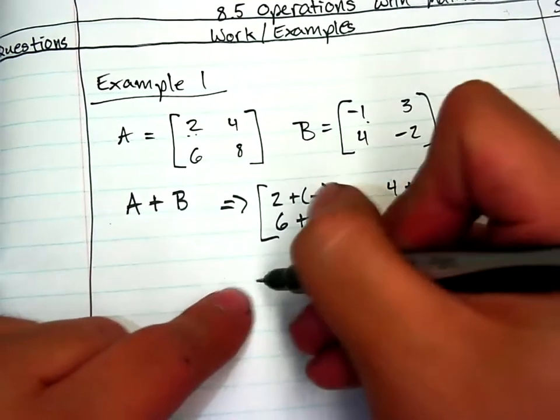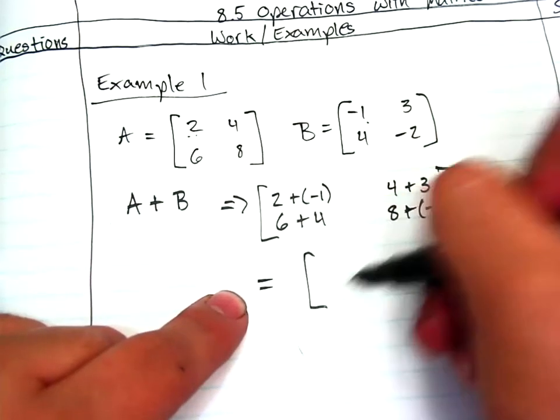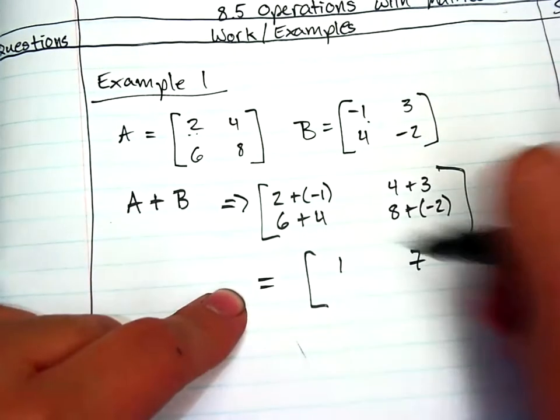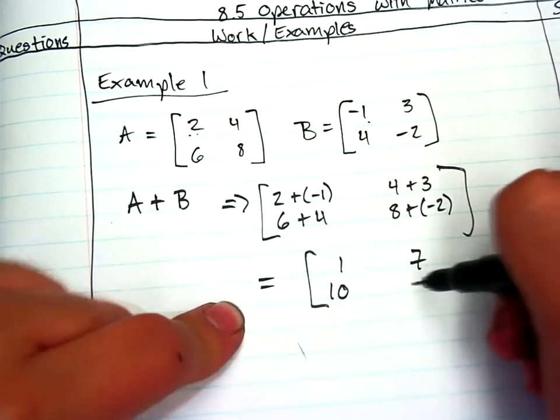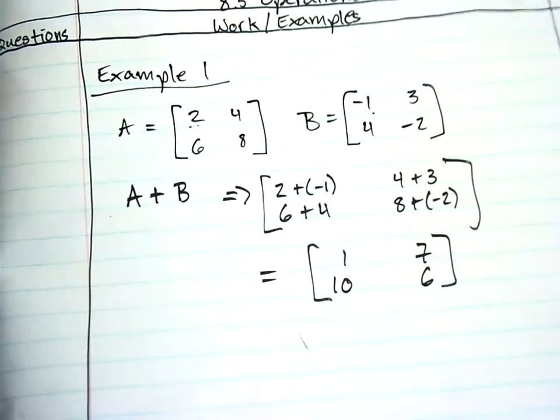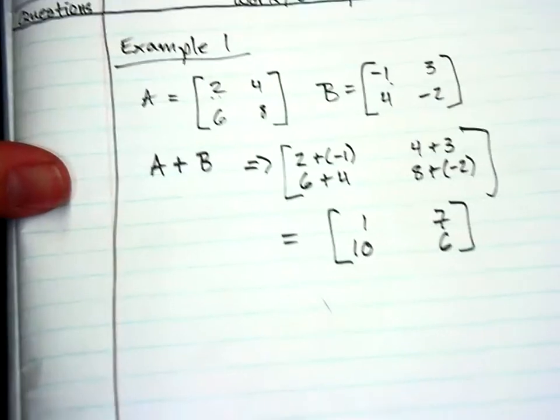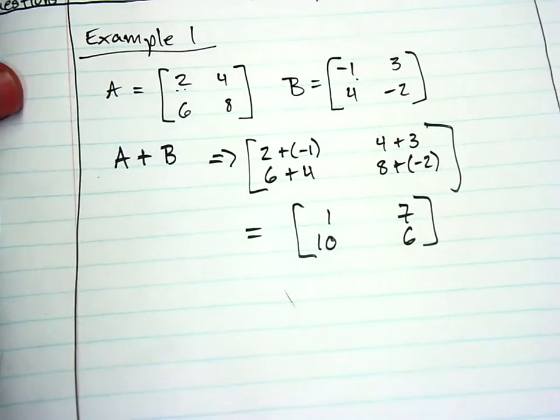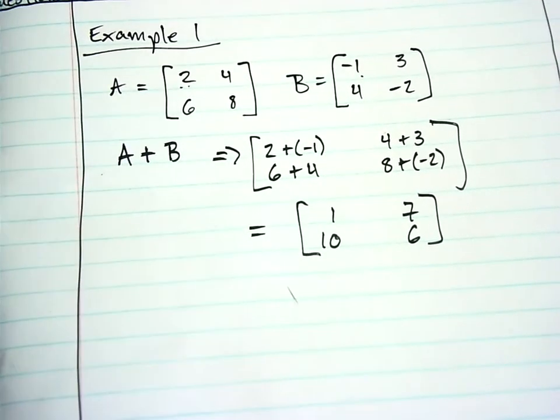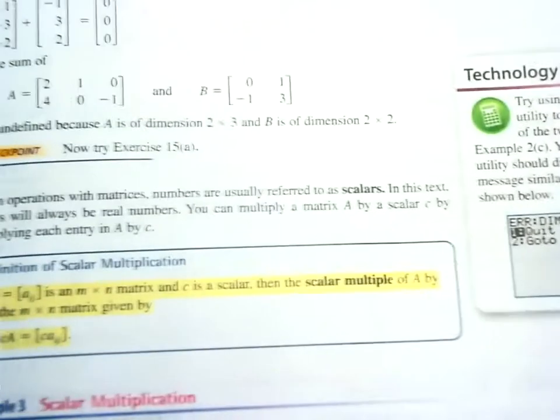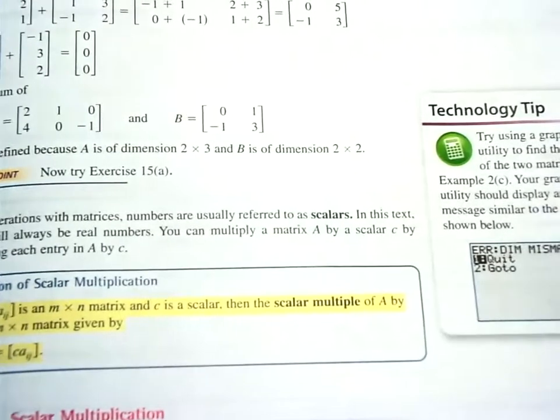Okay, so after that, just simple addition really. 2 plus -1, 1, 4 plus 3, 7, 6 plus 4, 10, and 8 plus -2, 6. And there you go. That's matrix addition. If you can do addition, you can do matrix addition. All right? So setting that example aside, let's go ahead and jump to the next part, scalar multiplication.